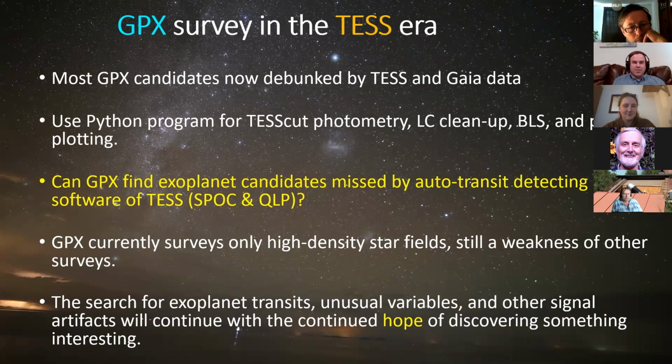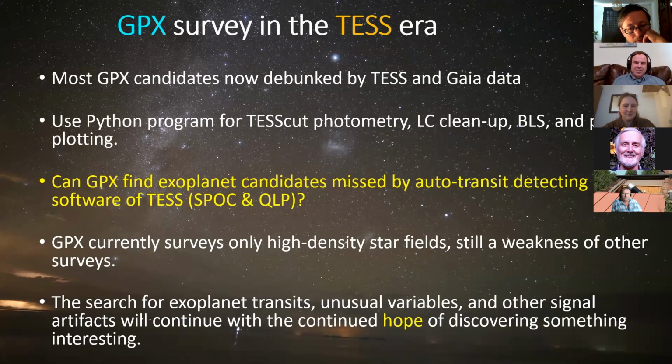We continue, and the reason why is that we only look at high density star fields, and that is still a weakness of ground surveys, and it's also a weakness of TESS. Just as GPX-1b was discovered, if the stars are close together, maybe the transit would be diluted enough where we can see it, but TESS cannot. But I would have to say our odds of finding another candidate like GPX-2b are diminishing over time, but we still go.